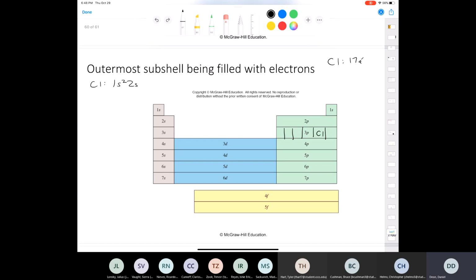Now I've used up 4 electrons. That means I've got 13 to go. 2p6. Now I've used up 10. That means I've got 7 to go. Then I go 3s2. I've used up 12. Then into my 3p, I've got 3p1, 3p2, 3p3, 3p4, 3p5. 3p5. Done. That's my electron configuration for chlorine.